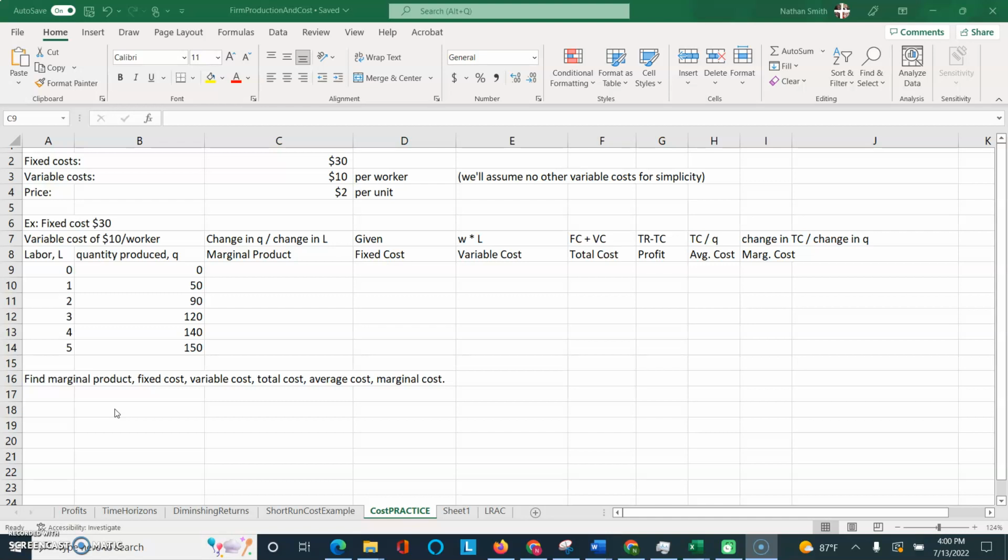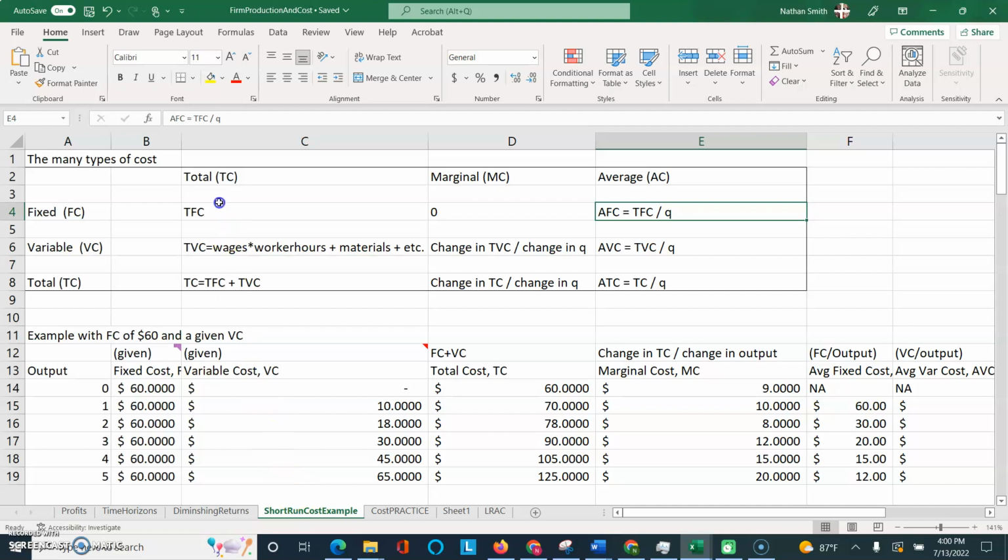So for this video, you'll want to have the firm production and cost Excel worksheet open. You'll want to have reviewed the definitions of fixed, variable, total, marginal, average, in the short run cost example tab, and then you'll want to scroll over to the tab that says cost practice.